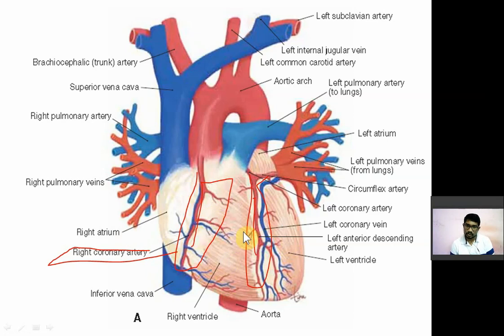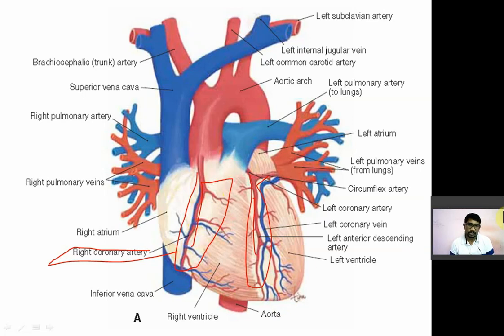Okay, blockage may be due to different reasons. If there is any clot formation, that will also result in blockage. If there is a fatty deposition in the coronary artery, that is known as arteriosclerosis.